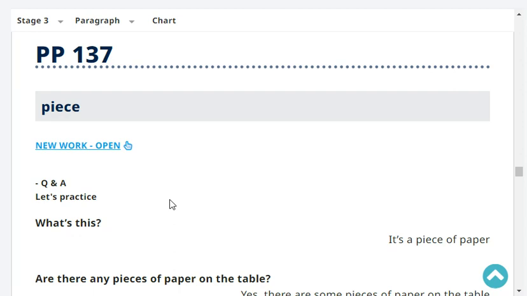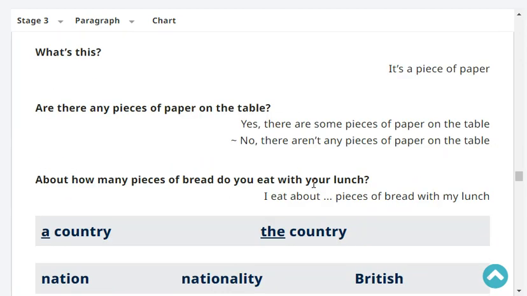What's this? It's a piece of paper. Very good. Are there any pieces of paper on the table? Yes or no? No, there aren't any pieces of paper on the table.